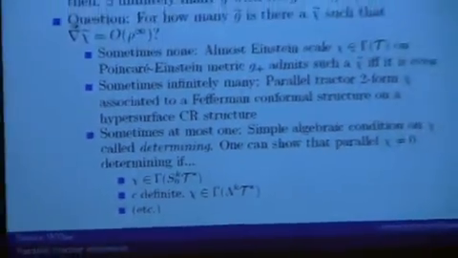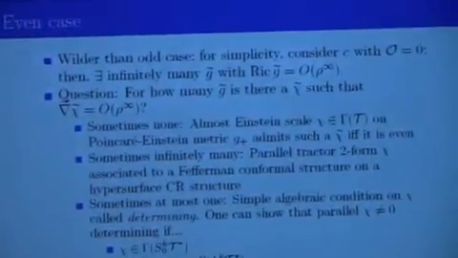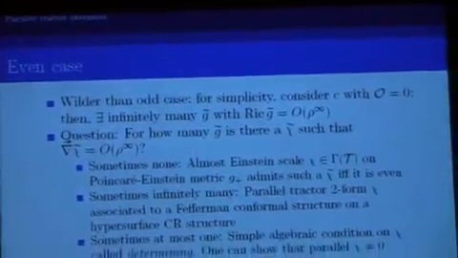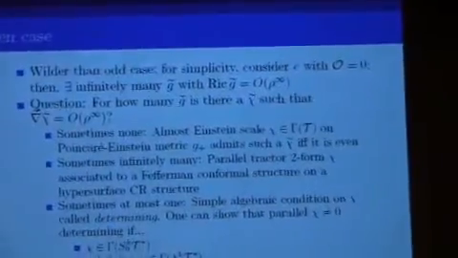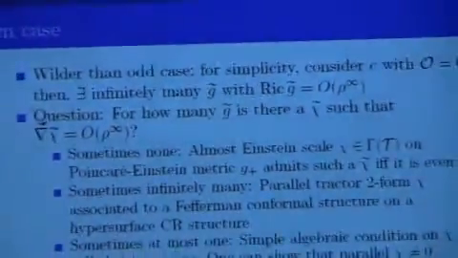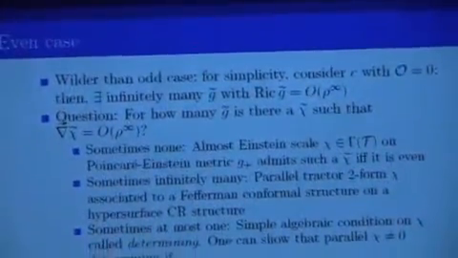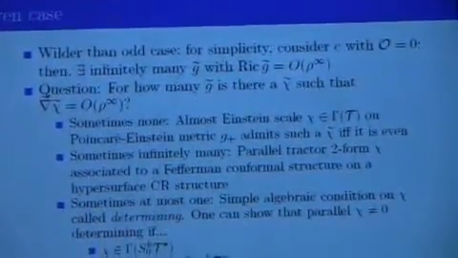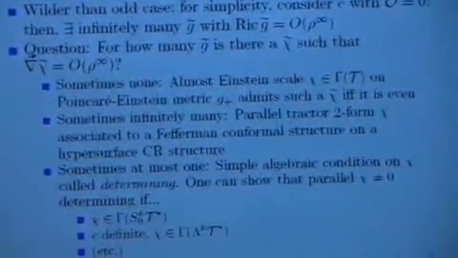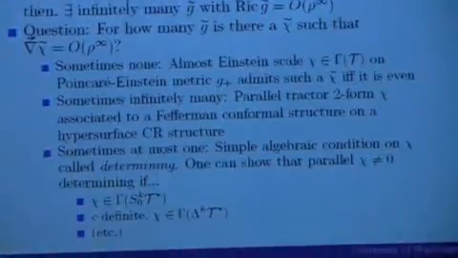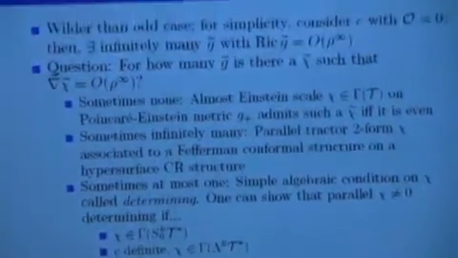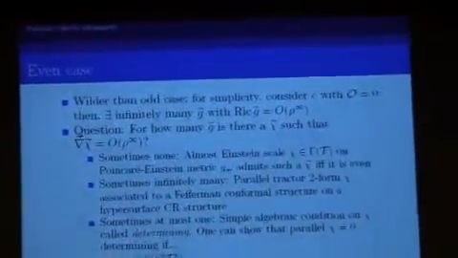So to try to tame this as much as possible, we've come up with this condition called determining, which is a simple algebraic condition on chi that's given in terms of the natural SO(p+1, q+1) action on tractors. I won't tell you what this determining condition is, unless someone asks about it later. But it's a very easy condition to check, or at least it's a very simple condition to write down.